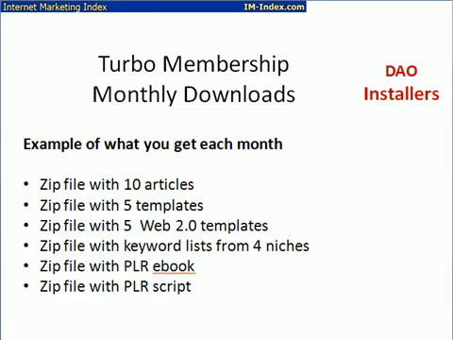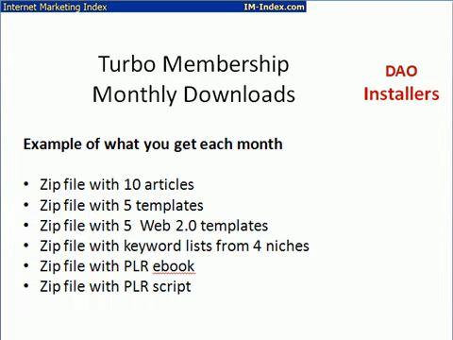And typically what you get each month is a zip folder with 10 articles, 5 templates, another 5 Web2 templates, keyword lists from a number of niches, a PLR ebook, and a PLR script. So you get quite a lot of content. You get 6 zip files, but a lot of actual files within there.